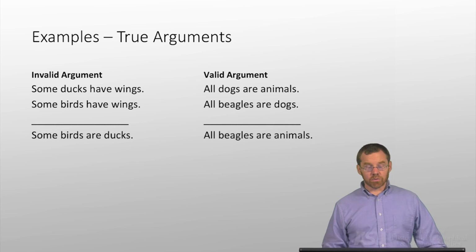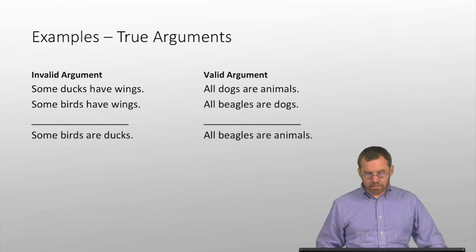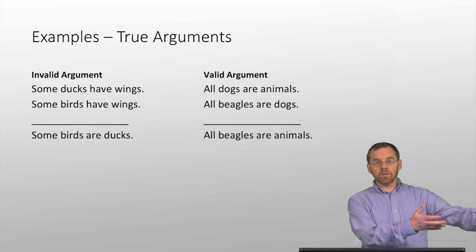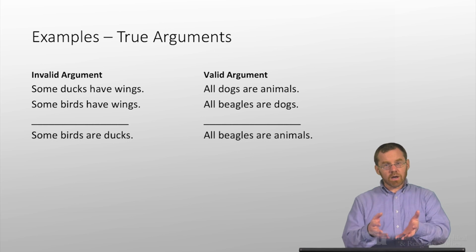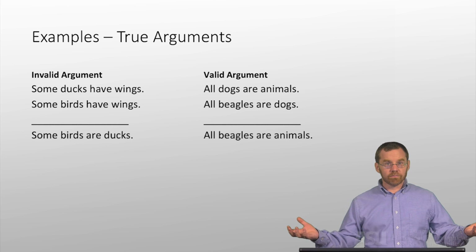On the other side, we have a true valid argument. All dogs are animals, all beagles are dogs, therefore all beagles are animals. Is this valid? Yes, it is. Here's one way to think of it. It's basically saying, well, look, if something's a beagle, it's got to be a dog. And if something's a dog, it's got to be an animal. So if something's a beagle, then it has to be an animal.